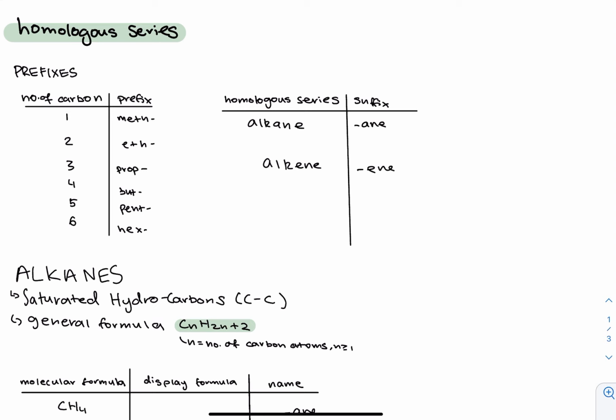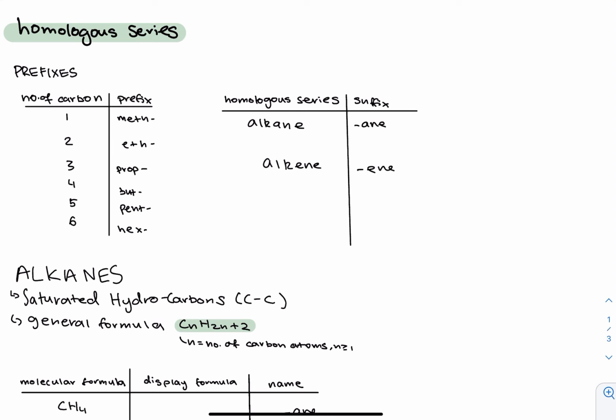So for example, the prefixes throughout the series will be the same. For 1 carbon, it will start with meth. For 2, it will be eth. 3, prop. 4, but. 5, pent. And 6, hex. And these are the 2 homologous series we're going to look at today. For the alkane series, the suffix would be ane, and for the alkene series, the suffix will be ene.